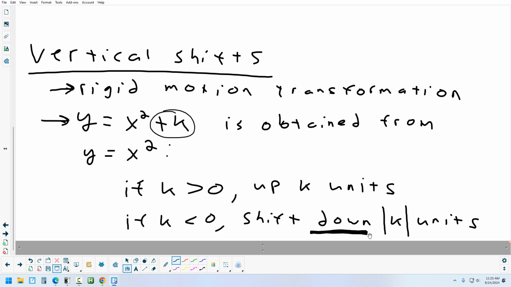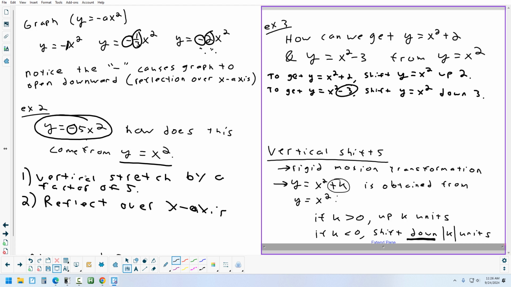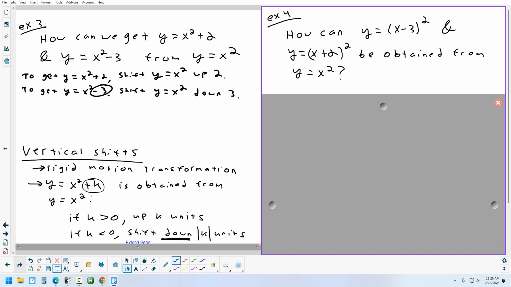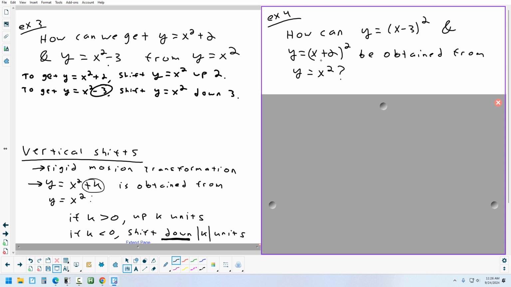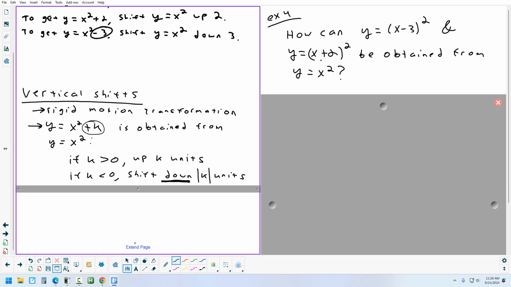What other kind of shifts do you think we have? Yeah, we have left and right shifts too. So whenever you're adding or subtracting, it is always a shift. Where you do the adding and subtracting controls if it's a vertical shift or a horizontal shift. So the difference with the adding and subtracting this time is it is inside the parentheses.